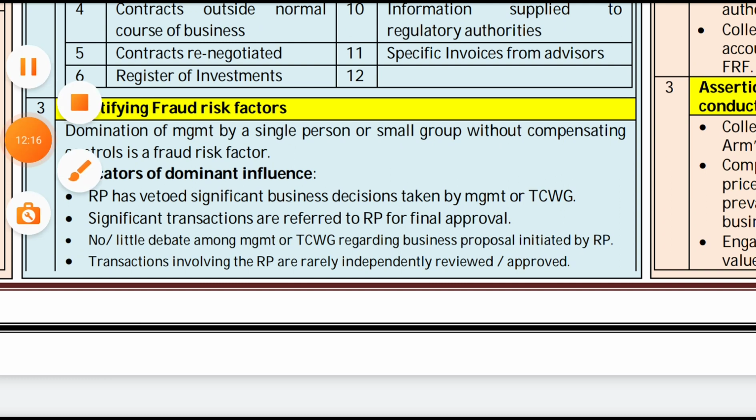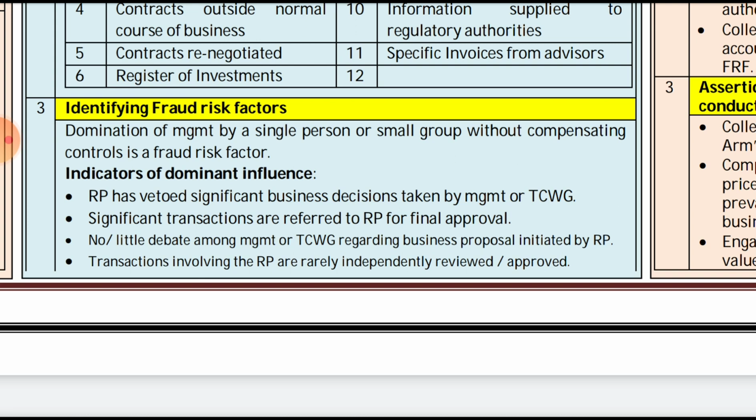First, the related party has vetoed a significant business decision taken by the management or the TCWG. They have created an obstacle, or stopped it; we say they have exercised veto power. Second, significant transactions are referred to the related party for final approval, so the related party is doing the final approval.